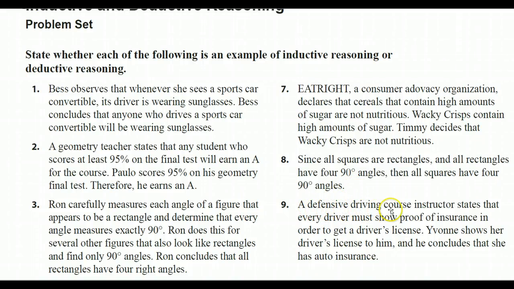A defensive driving course instructor states that every driver must show proof of insurance in order to get a driver's license. Yvonne shows her driver's license to him, and he concludes that she has auto insurance. Okay, so we're going from a general rule. In this state, you have to show proof of insurance to get a driver's license, and then specifically Yvonne shows her driver's license to him, and so he concludes that she has auto insurance. So that's deductive. You're going from general to a specific case with Yvonne.